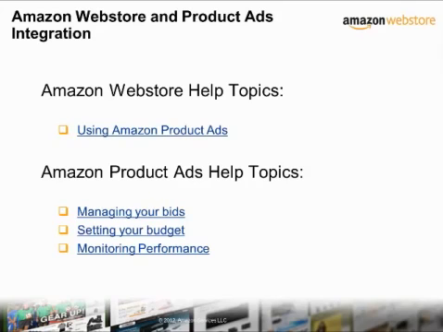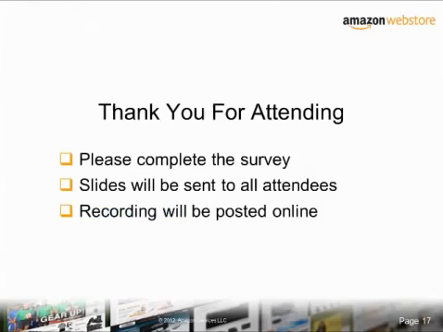There are some help topics. You can either log into Seller Central on your Amazon Web Store account and look up the using Amazon Product Ads search terms in the help. You could also go into your Amazon Product Ads Seller Central account and search for managing your bids, setting your budgets, and monitoring performance. So, please feel free to go in and check out the help. There's an awful lot of information there available to you.